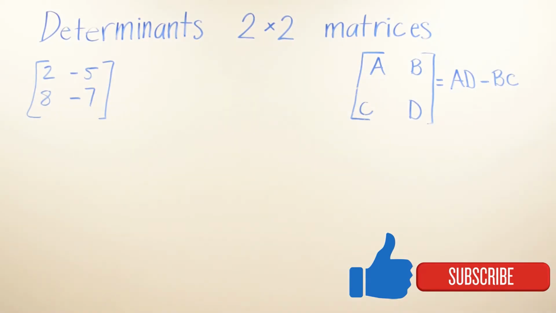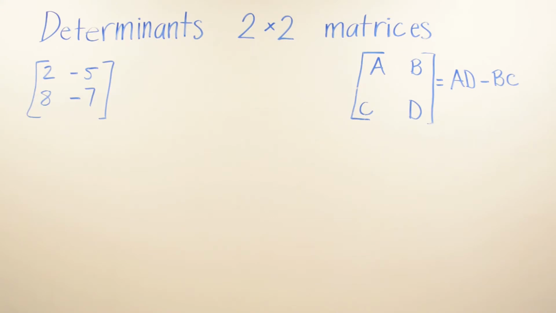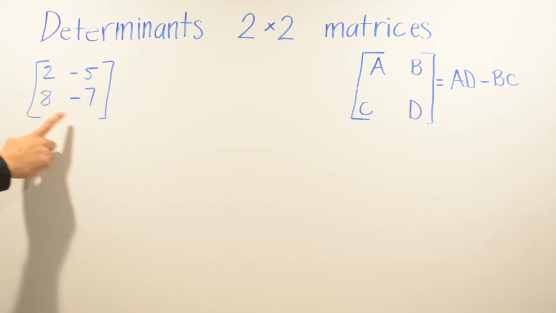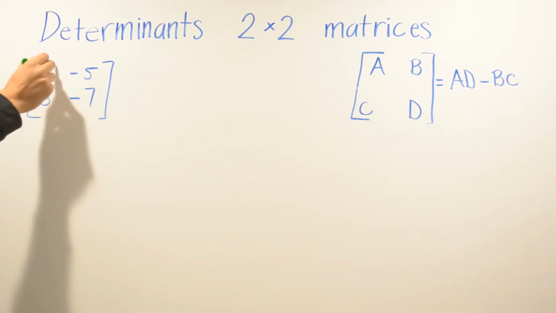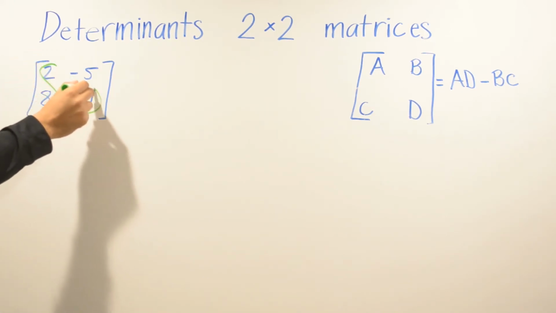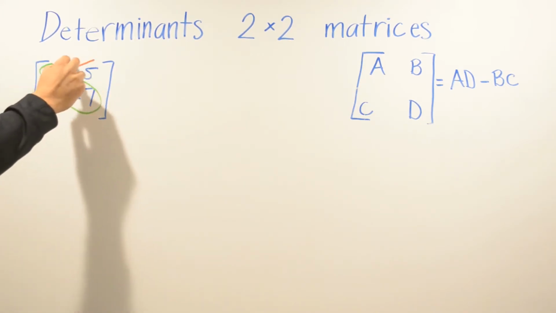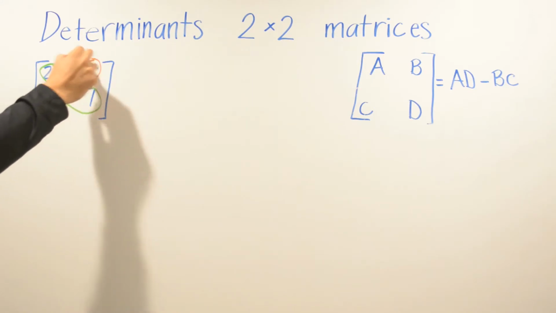In this video, we're going to be talking about determinants of 2x2 matrices. In the right hand corner, we have the formula, which is AD minus BC: you multiply A and D, minus the multiplication of B and C. So in this example, we have 2, -5, 8, and -7. According to the formula, we're going to multiply A and D, by cross multiplication, and then -5 and 8.